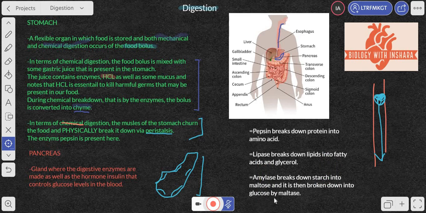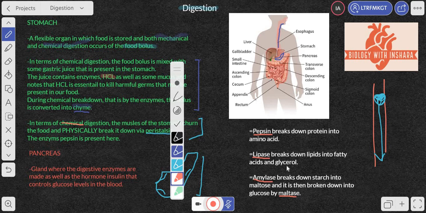You have amylase that breaks down starch into maltose, which is not yet in its simplest form that can be absorbed by the body. It is then broken down into glucose, which is a simpler form, by maltase. They have underlined all the enzymes present in your gut, so just remember what each enzyme breaks down. For example, pepsin breaks down proteins, lipase breaks down fats or lipids, and amylase breaks down starch. So just remember that, and I've underlined it, and this is basically more than enough to give you the knowledge of all the different enzymes present in your body.